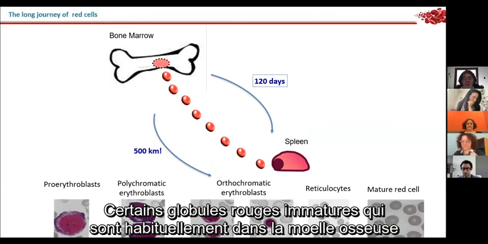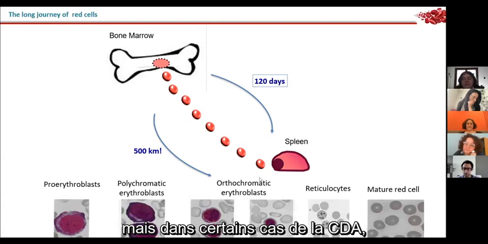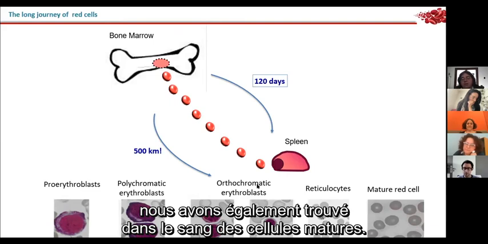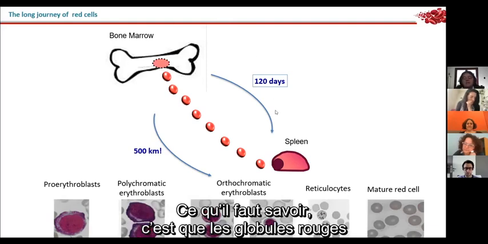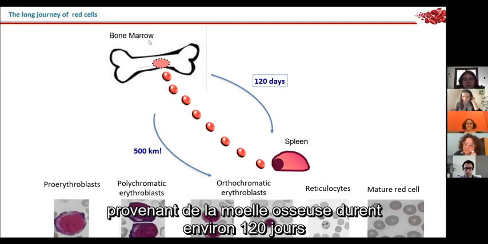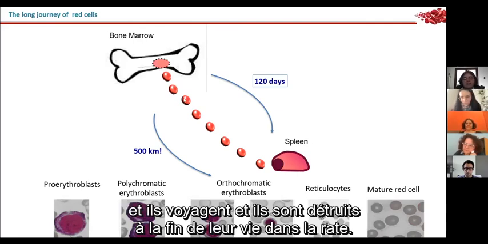Those are some immature red cells that are usually in the bone marrow, but in some cases of CDA we find them also in blood, the immature and mature red cell. What we have to know is that red cells originate in bone marrow, run for about 120 days, and are destroyed at the end of their life in the spleen.